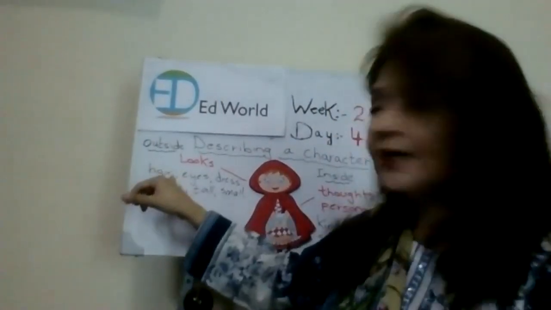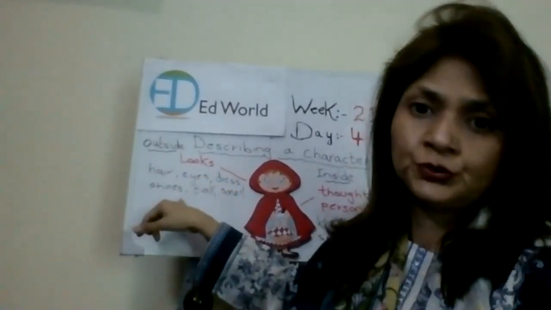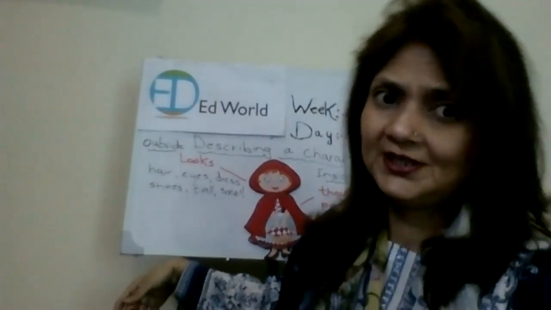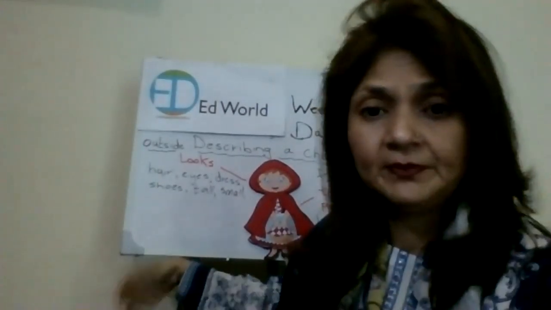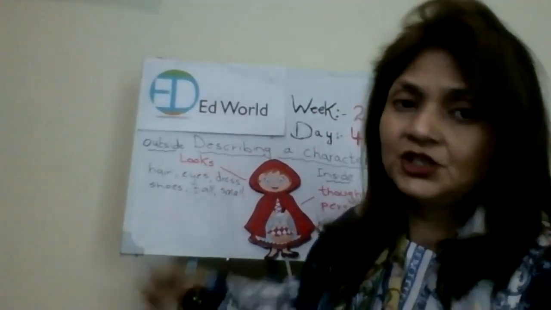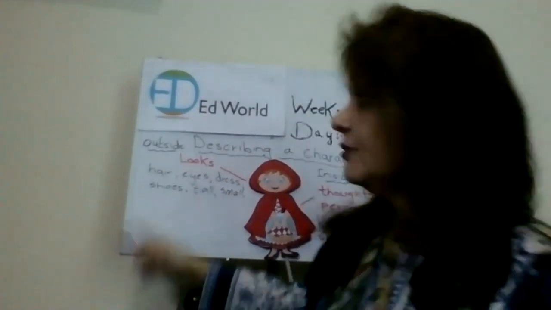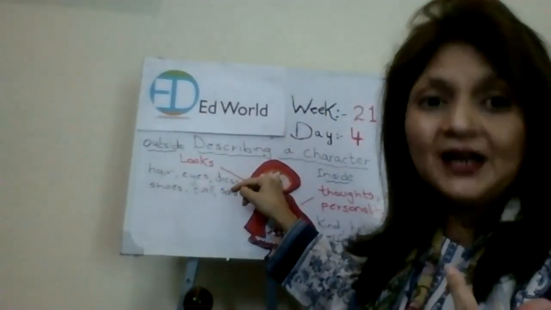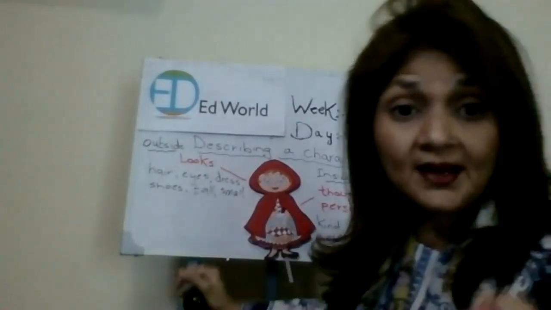Now, outside comes the hair, eyes, dress, shoes, and whether she is a tall girl or a short girl, right? So how will you describe Red Riding Hood? She is a small girl. You can say a small girl with, what color is the hair? It's brown, with brown color hair and big eyes.